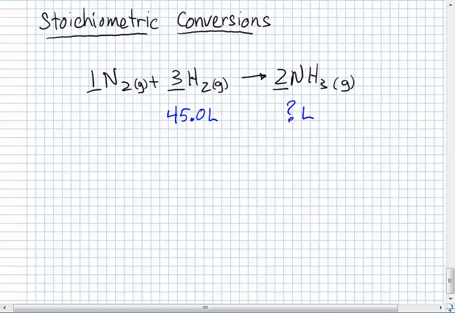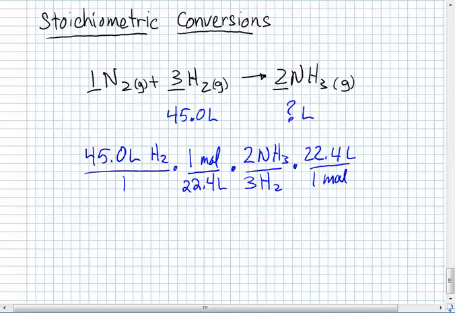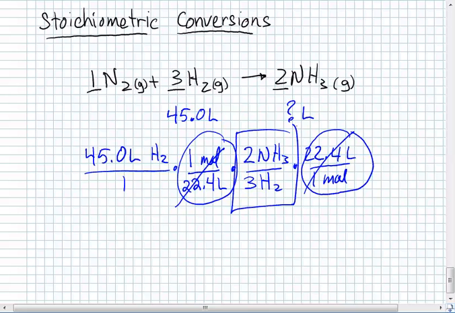So let me just show you what the equation would look like here. Okay, so the equation would look like that, and you'll notice that first to convert to moles, I divide by 22.4, then I multiply by the mole ratio to get moles of ammonia, and then to convert to volume, I multiply by 22.4. Well, dividing by 22.4 and then multiplying by 22.4 cancel each other out. And so really, all I'm doing is just multiplying by the mole ratio. And so I can go 45 times 2 over 3, and that's my answer.